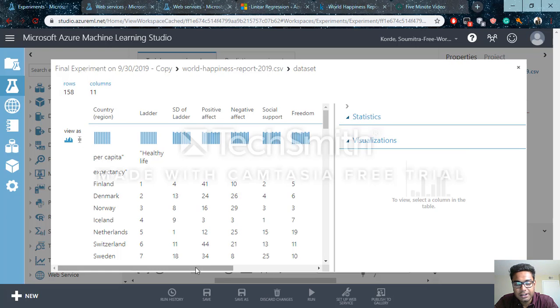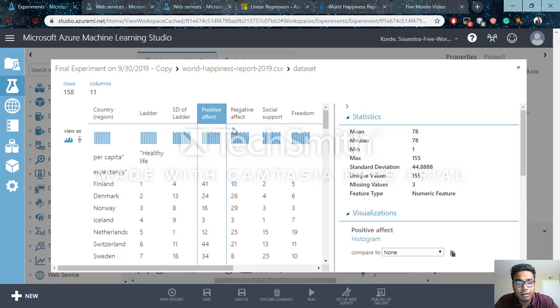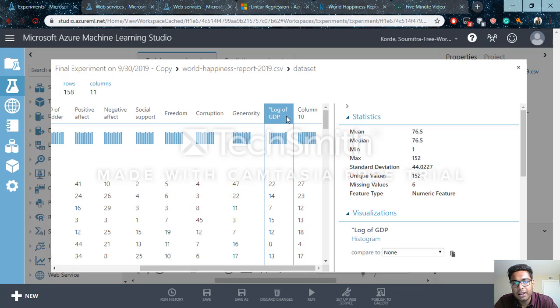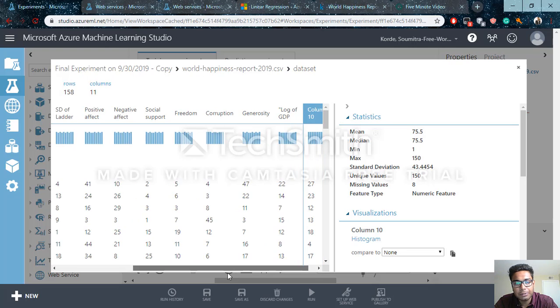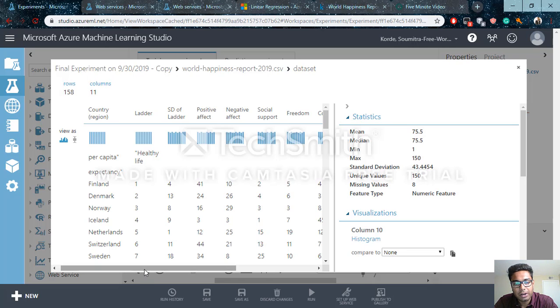Basically, this data set is all about the happiness index of the citizens of these countries. The parameters this data set has are ladder, which is the measurement of life satisfaction, positive effect, which is the measurement of positive emotions, similarly negative effect, social support, freedom, corruption, generosity, and per capita income, and column 10. Column 10 is the measurement of life expectancy, and this is the column which I am going to predict through the data mining model which I have already created in Azure ML.